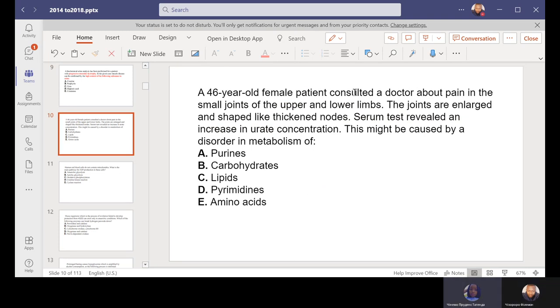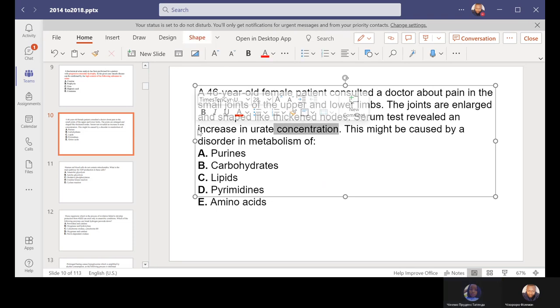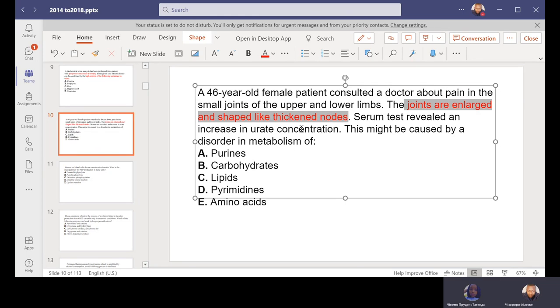A 46-year-old female patient consulted a doctor about pain in the small joints of the upper and lower limbs. The joints are enlarged and shaped like thickened nodes. Serum tests revealed an increase in urate concentration. This might be caused by a disorder in the metabolism of what? Which disease is this? Which disease usually affects joints? Another hint, people with this disease are not encouraged to eat meat too much.